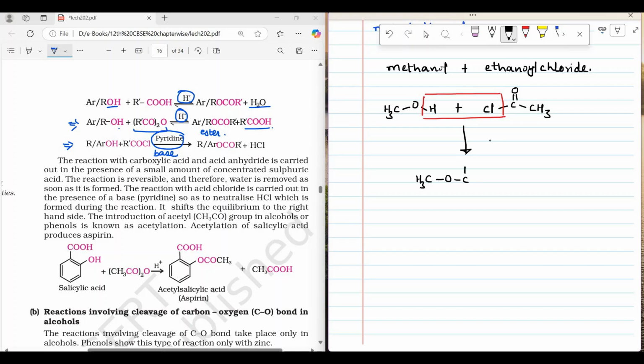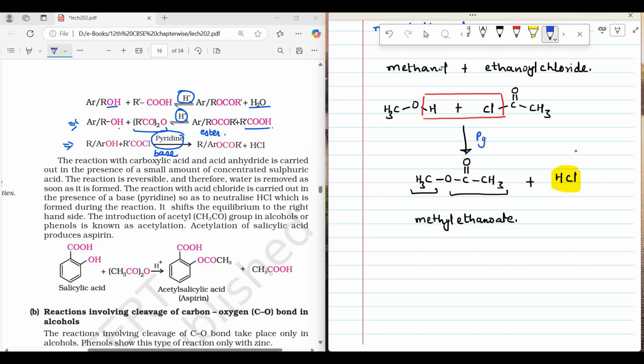CH3O C double bond O CH3. So this is methyl ethanoate. And HCl is removed in the form of byproduct. So this is HCl. As acid is produced in the form of byproduct, to neutralize this formed acid, we require a base, which is a pyridine. So that's why pyridine is used here to neutralize the formed acid.